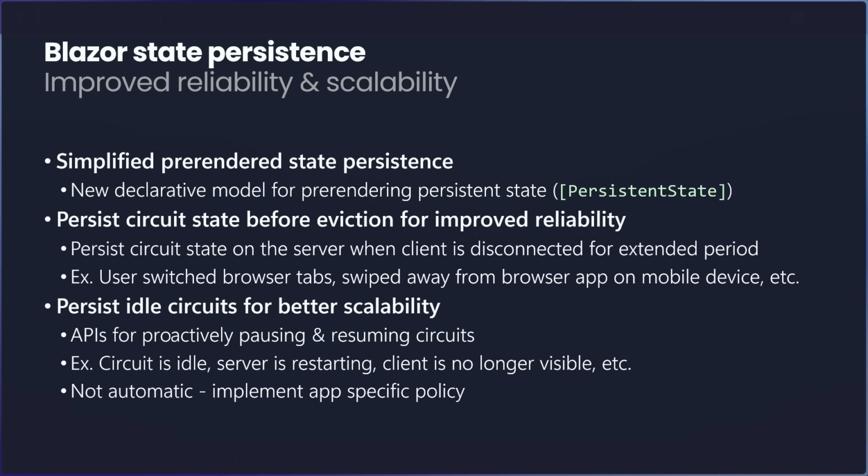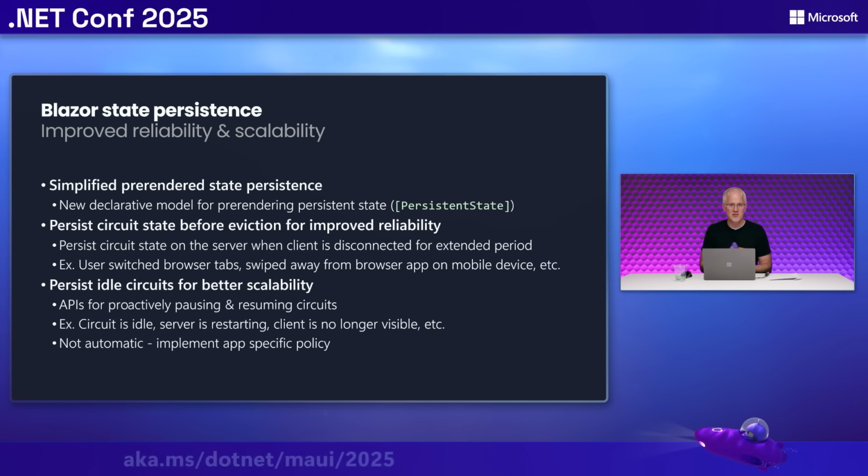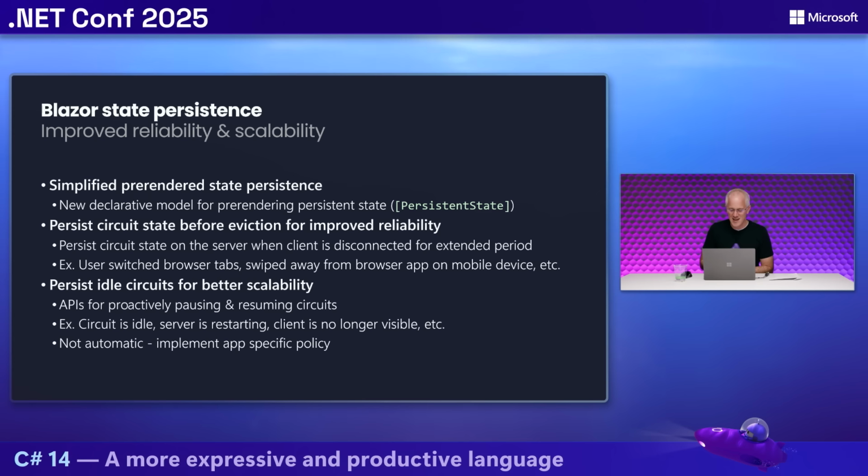A circuit can get disconnected from its user in a bunch of simple cases, like maybe the user has the browser open but on their mobile phone, but they swipe away. The browser in the background will often kill the connections. Today, Blazor will wait a few minutes to see if the user connects, but after that, it will evict the circuit to free up those resources. In .NET 10, we can now persist the state of that circuit so that its state is available for much longer, and we can reload the circuit at a later point.